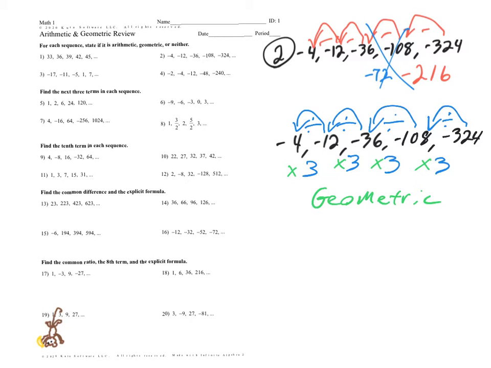That's all there is for arithmetic, geometric, or neither. The way you would figure out that it's neither is that you get a different number each time after the subtraction and the division test. It would fail both of those.